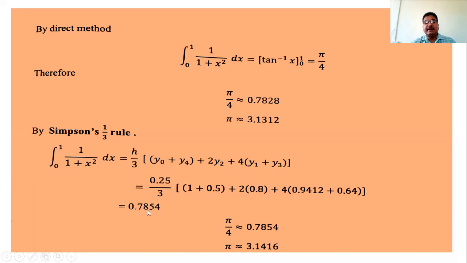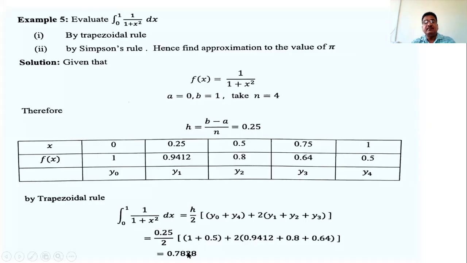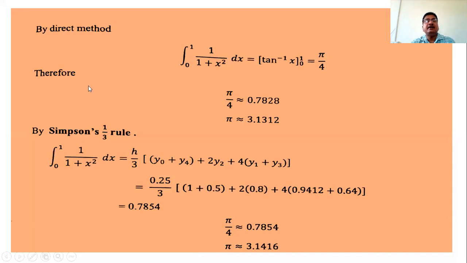So this is the value of integration 0 to 1 of 1 by 1 plus x square dx by using Simpson's 1/3 rule, 0.7854, and this is the value by using trapezoidal rule. And if we find the actual answer by the direct method or the rules of integration, then what is the integration of 0 to 1 of 1 by 1 plus x square dx?